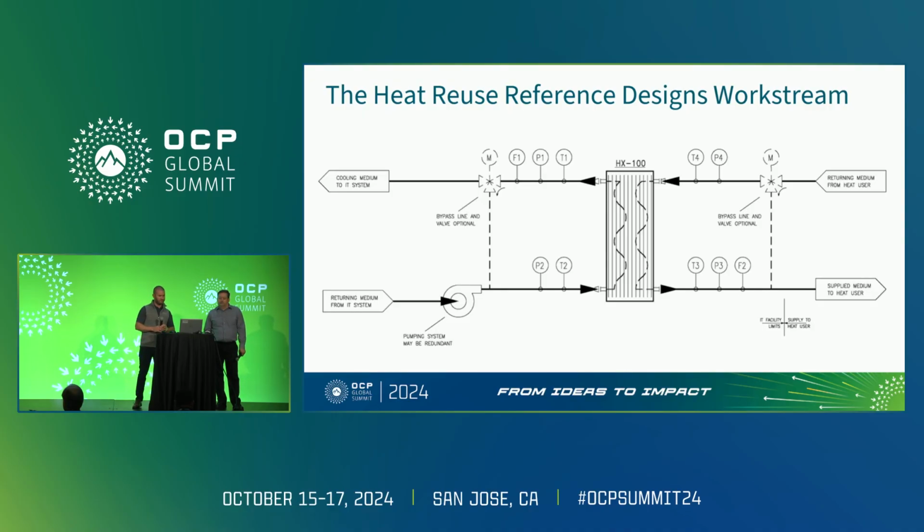On the right side of the screen, you'll notice on the bottom part we call out the demarcation point. This is where ownership transfers from the data center to the heat user. In this scenario, it's critical to have it there because some of the sensors on that side of the heat exchanger are utilized to control the system for the data center cooling.